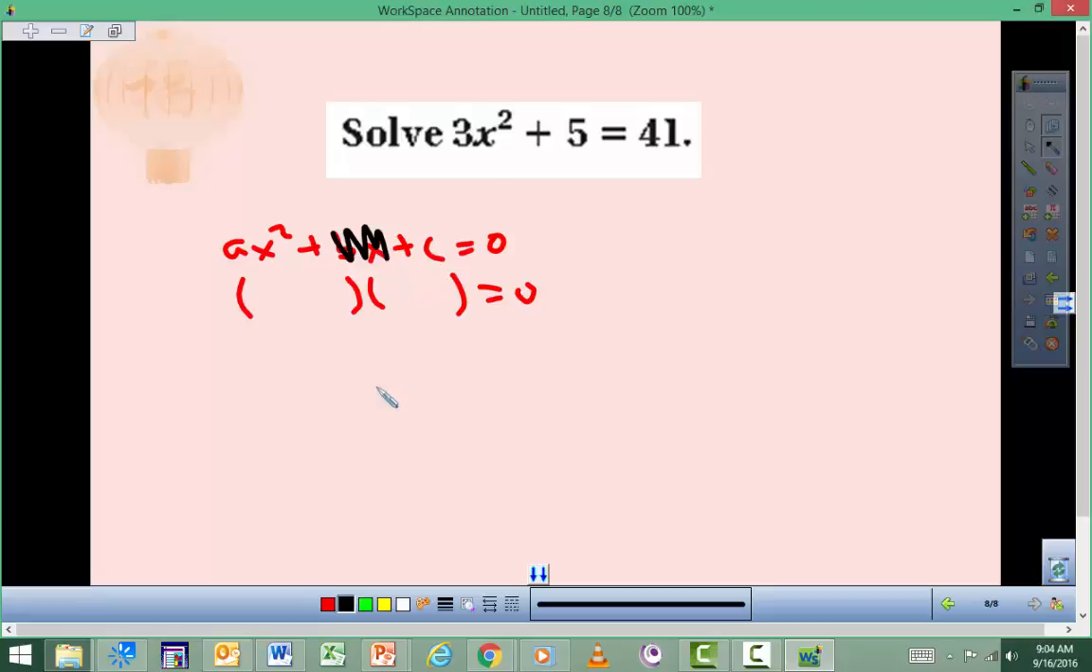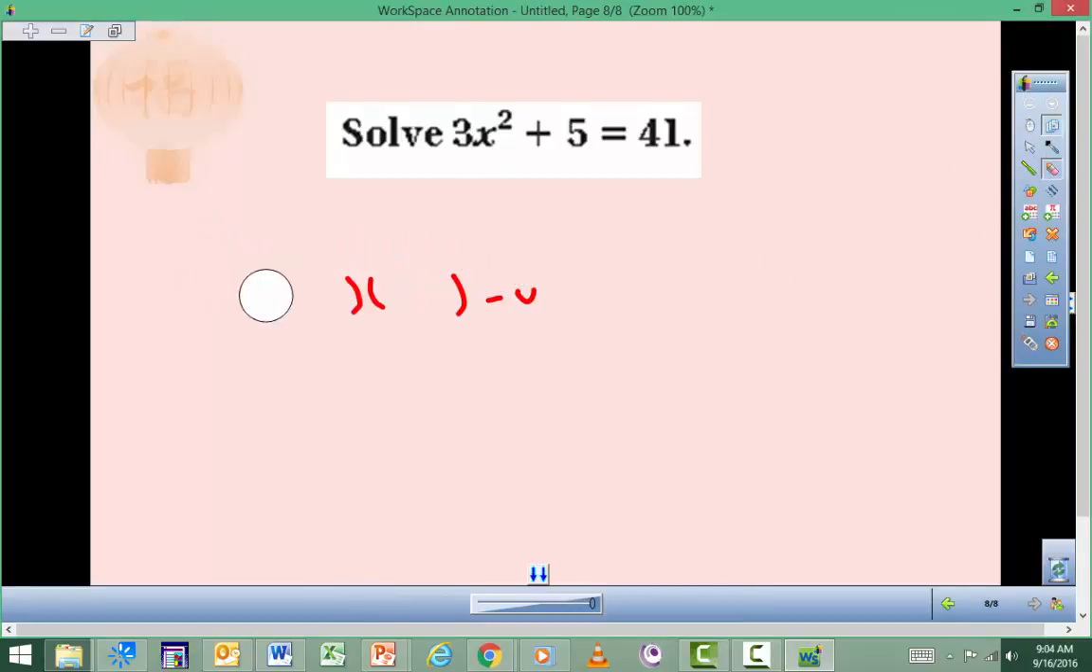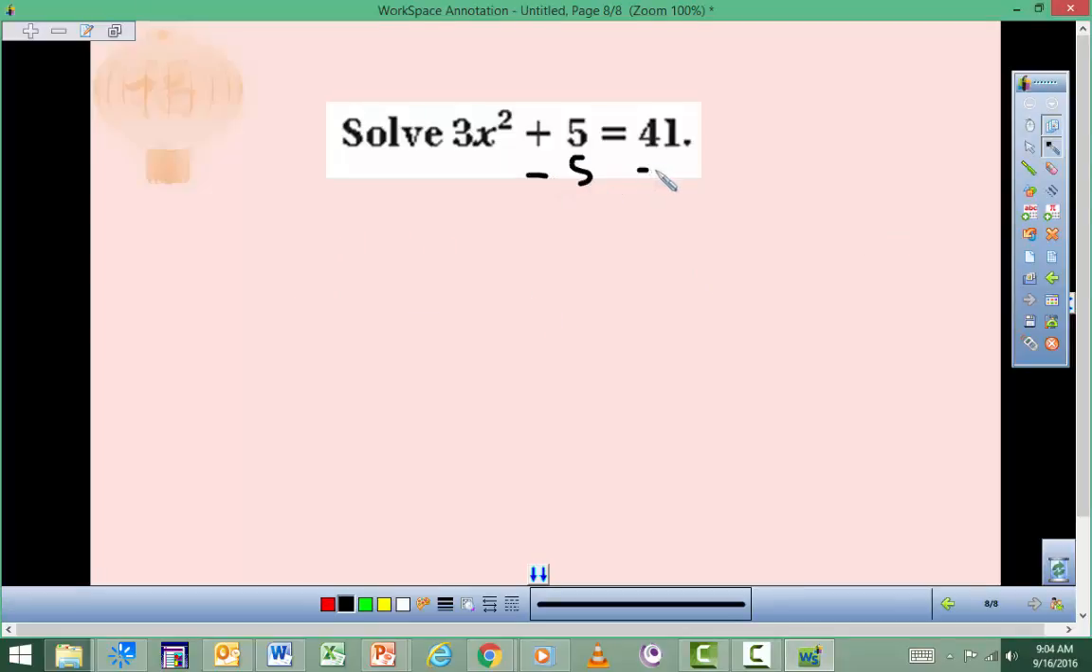Well, what we definitely have to be able to do is learn different tools on how to solve this one. And that's kind of what we're doing. We're going to learn how to solve this by using the square root method. So Nancy's saying to subtract 5. She's right. Subtract 5 here. Subtract 5 here.